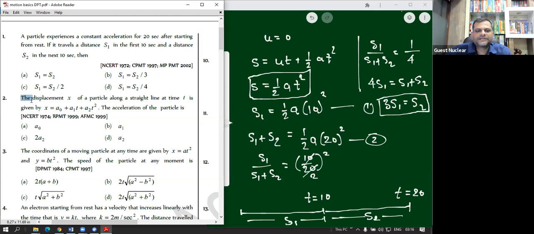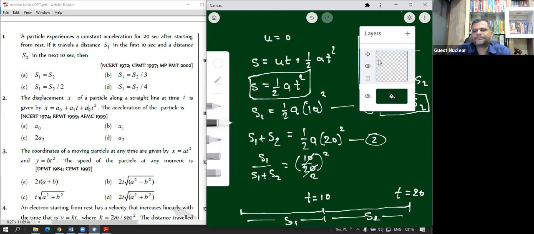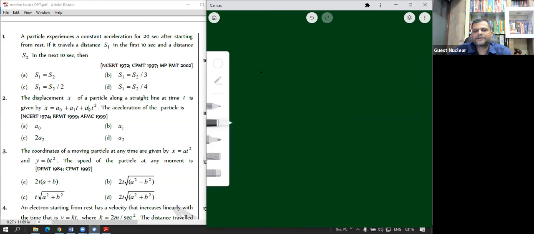Let us see the next question, the second question here. The displacement x of a particle along a straight line at time t is given by x equal to a naught plus a1t plus a2t square. Then the acceleration of the particle is, how will you get the acceleration of this particle?